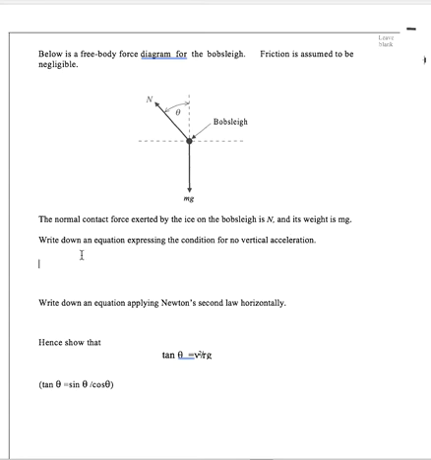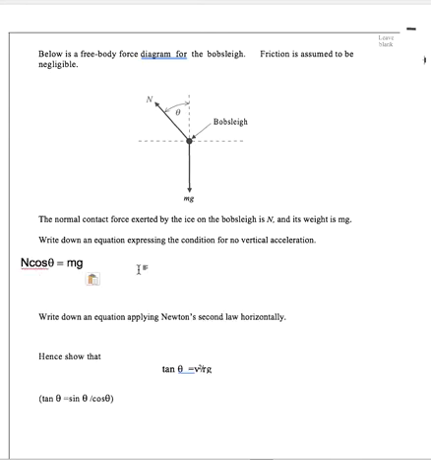And we're asked to write down an equation expressing the condition for no vertical acceleration. When you look at this diagram, you say there are two forces acting. There is the normal reaction, there is the weight. And if there's going to be no vertical acceleration, then the weight must be exactly opposed by the vertical component of the normal reaction. So in this case then, n cos theta, the vertical component of the normal reaction, must equal the weight. And there we have it.